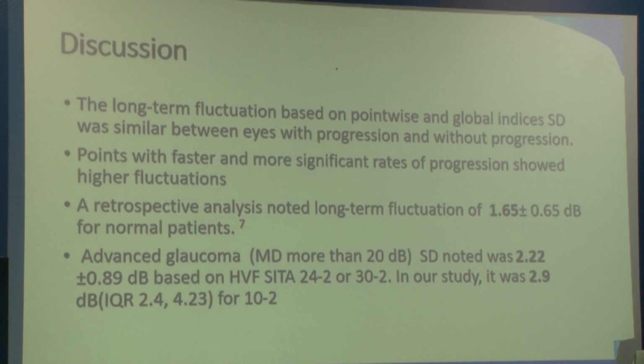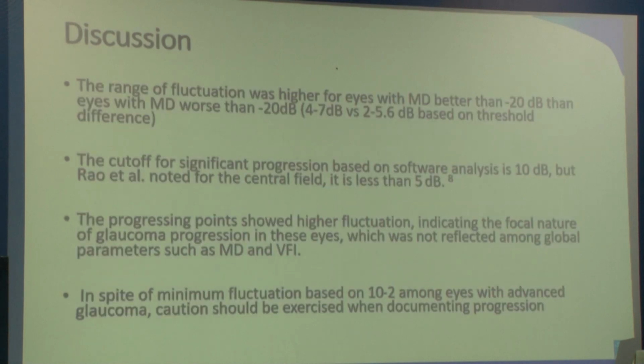Discussion: the long-term visual field fluctuation based on global and point-wise parameters didn't differ between eyes with and without progression. However, the points which showed faster and more significant rate of progression showed higher fluctuation. The retrospective analysis done earlier showed that visual field fluctuation in normal patients is around 1.65 decibels, while in advanced glaucoma it was around 2.22 decibels. In our study, we found it around 2.9 decibels.